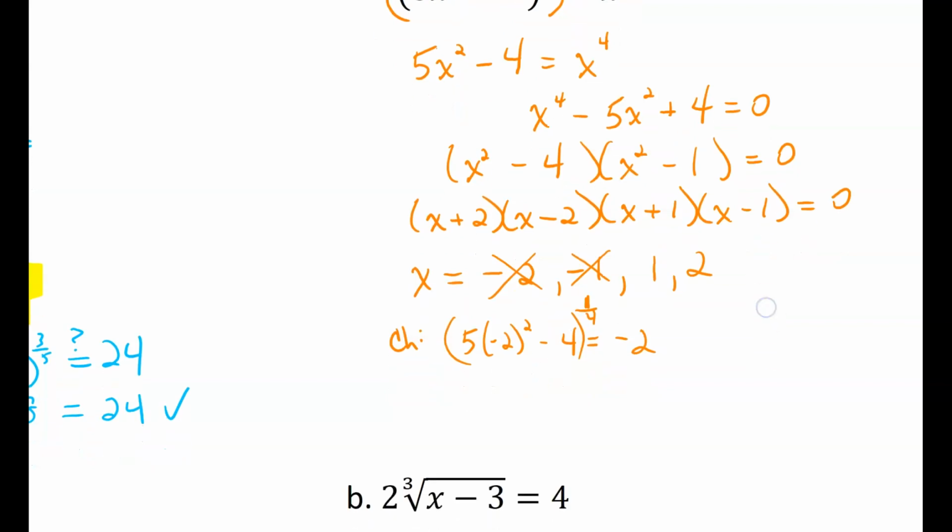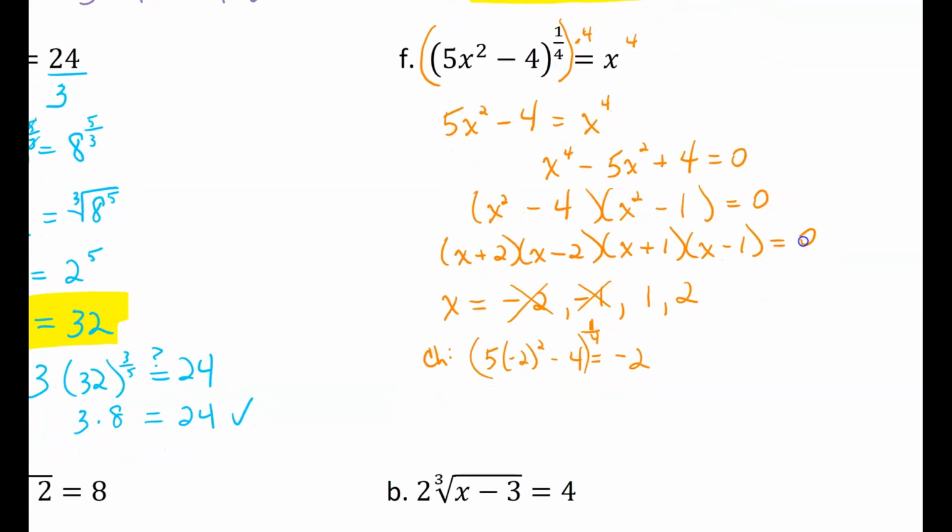All right, so the only thing I have left to check is 1 and 2. Let me put a line there. So I have 1 squared is 1, so 5 times 1 is 5 minus 4. All of it to the 1/4 power is equal to 1. 5 minus 4 is 1. 4th root of 1 is 1. Again, that's what we were checking. And yes, 1 works.